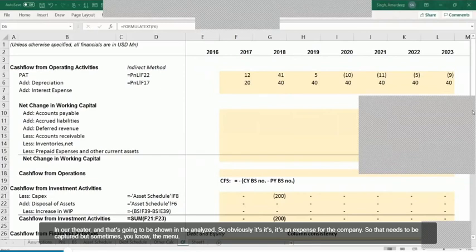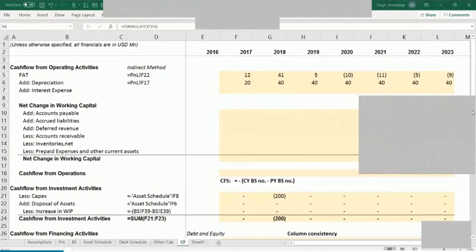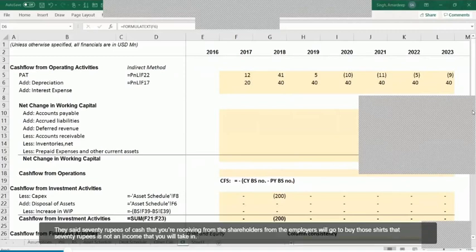But sometimes, when you receive that cash, as I said, 70 rupees is the cash that you're receiving from the shareholders, from the employees who are going to buy those shares. That 70 rupees is not an income which you will take in P&L.